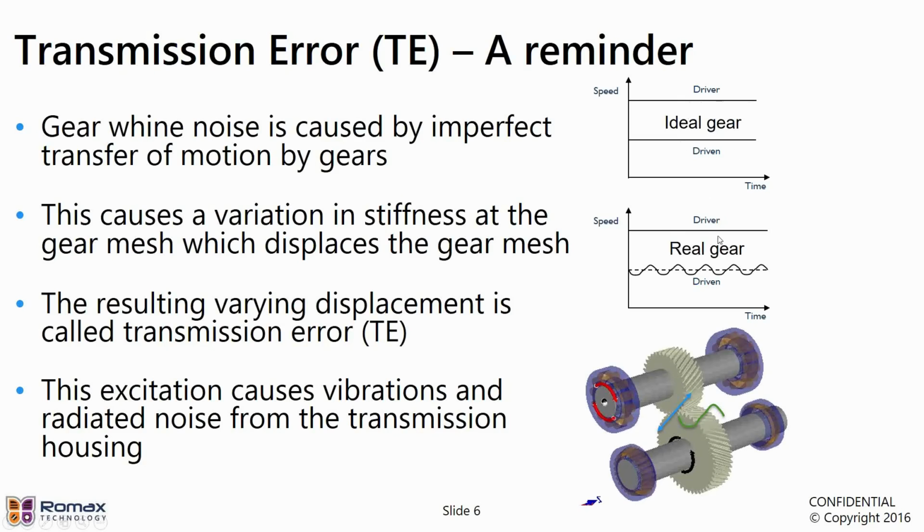In the real world, even if the driving gear is moving at a constant speed, there will be some fluctuation in the speed of the driven gear. And this is caused by variation in stiffness of the gear mesh and various other things which displace the gear mesh. And that resulting displacement is what we call the transmission error, and that is the source of gear whine noise, because that then causes vibrations in the rest of the system, starting at the gear mesh, transferred through the rest of the system, where it can be transferred through other parts of the structure or radiated as noise.